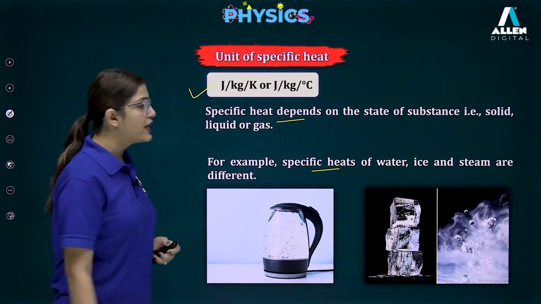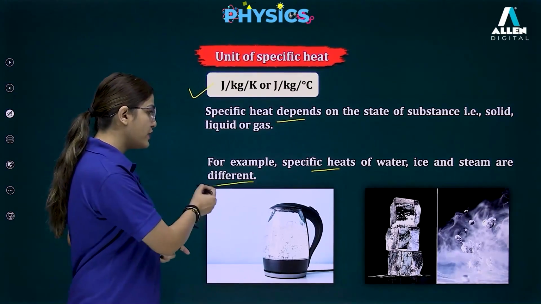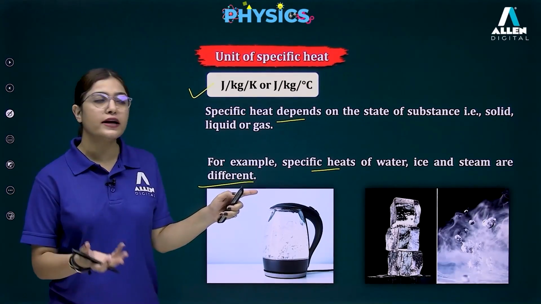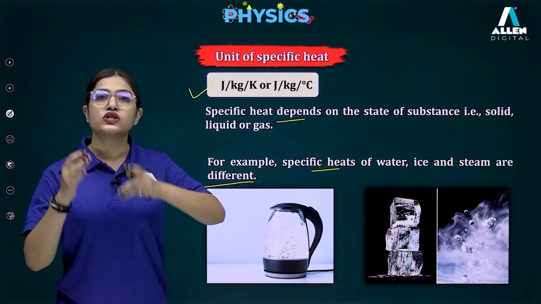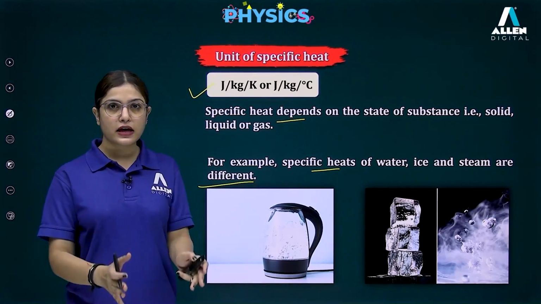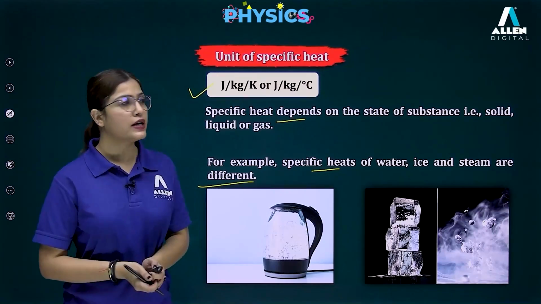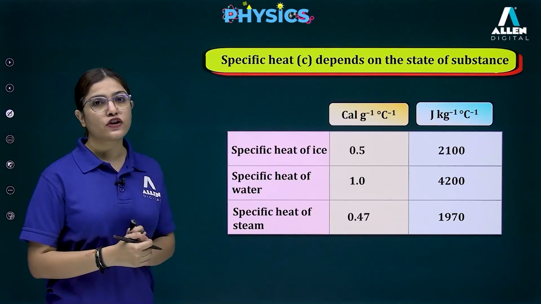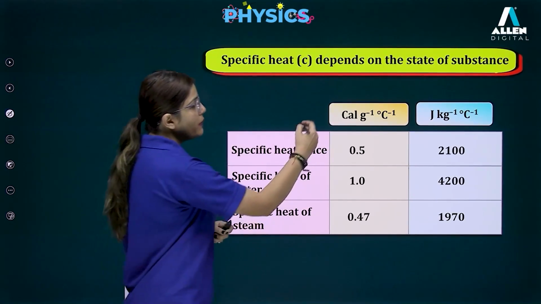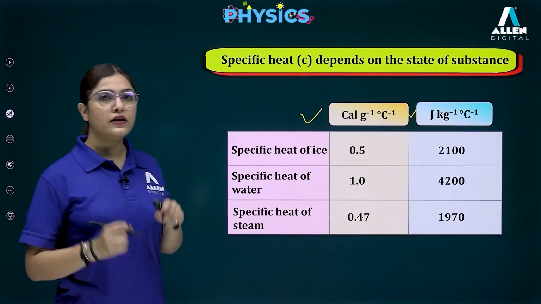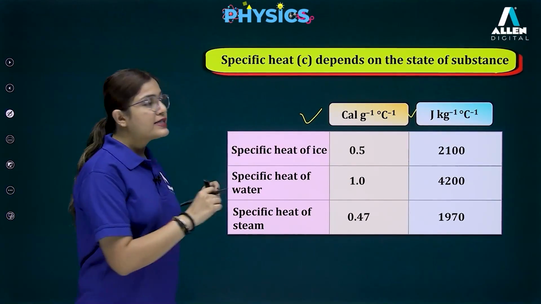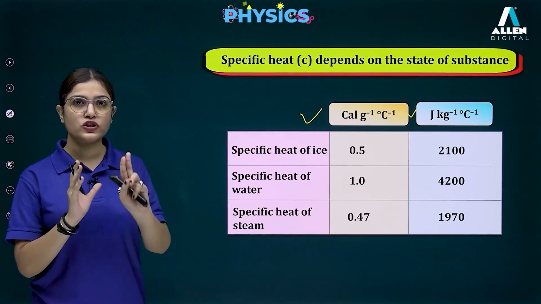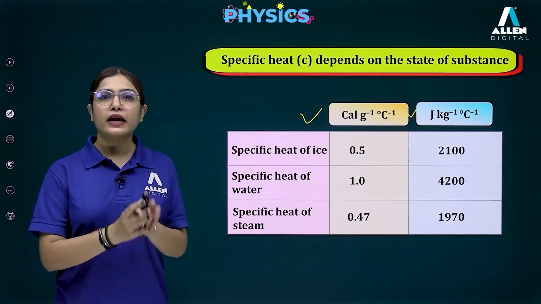For example, the specific heats of water, ice and steam are different, because water is in the form of liquid, ice is in the form of solid, and steam is in the form of gas. So water, ice and steam all have different specific heat. We are telling you by using these 2 units, calorie gram inverse degree Celsius inverse, and joule kilogram inverse degree Celsius inverse. We are using 2 units here because heat is energy.